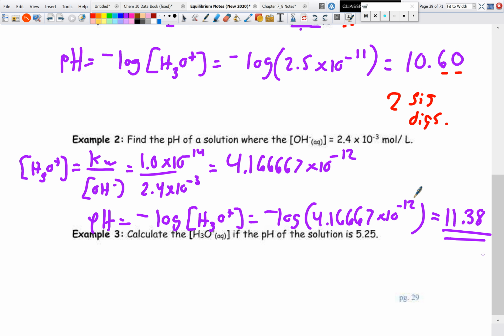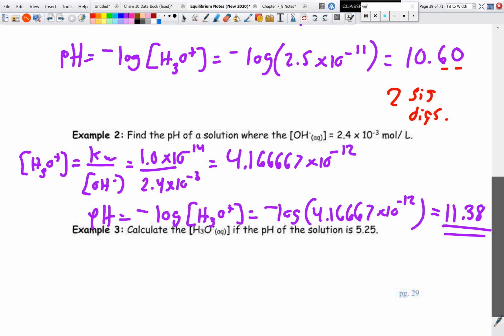So that is if you are given something with a pH and you have the other thing that doesn't match, so hydronium. You just have to be careful about what the question is asking, what species you're given, and what it is asking to find. So with that in mind, pause the video and try this one on your own. Example 3: calculate the concentration of hydronium if the pH of the solution is 5.25. Just look up above, see if you can find the relevant equation and see if you get this answer.